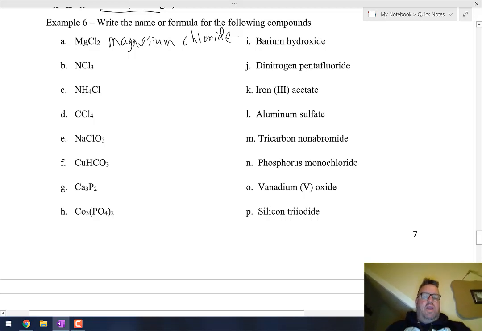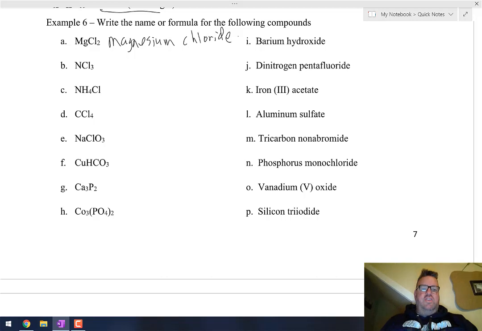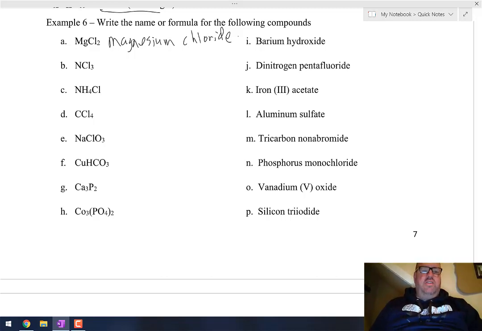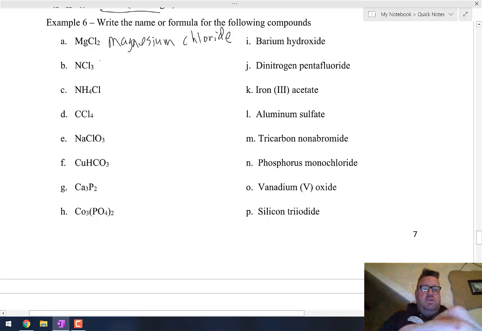Okay, letter B. Again, first thing I think is, is it ionic or is it covalent? I see nitrogen and then Cl3, so those are 2 nonmetals. Since they're 2 nonmetals, I know that it is covalent. And since it's covalent, I do have to use prefixes. So N is nitrogen, and chlorine is going to become chloride, but there are 3 of them. So it's going to be nitrogen trichloride.